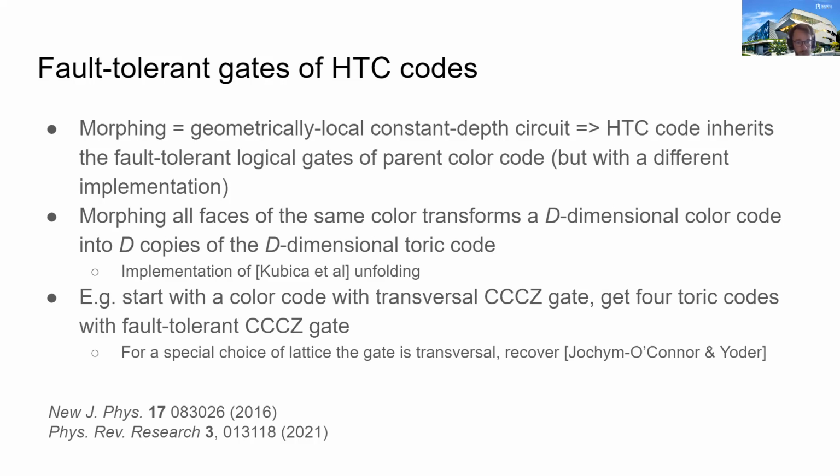So as an interesting example, you could start with a color code which had a transversal control Z gate. And then if you apply the morphing, as I described above, you'd end up with 4 toric codes with the fault-tolerant control Z gate. And furthermore, if you make a specific choice of lattice for the color code, you can recover 4 toric codes with the transversal control Z gate. And these are exactly the same codes that were presented in the previous talk. And understanding Thomas and Ted's result and these connections between the color code, toric codes, and transversal gates is really a big inspiration for this work.